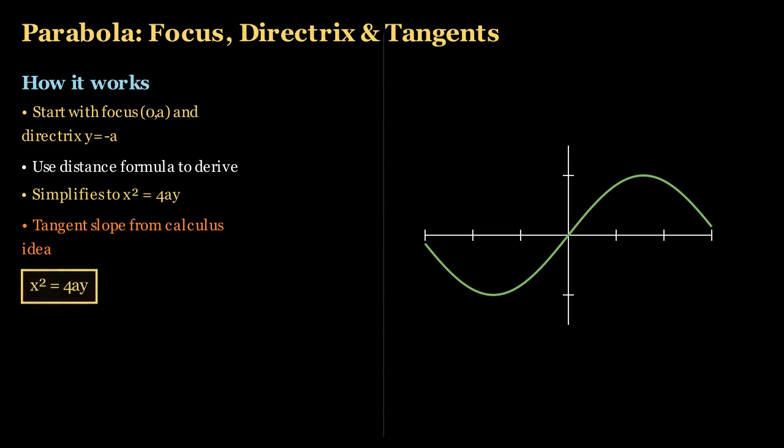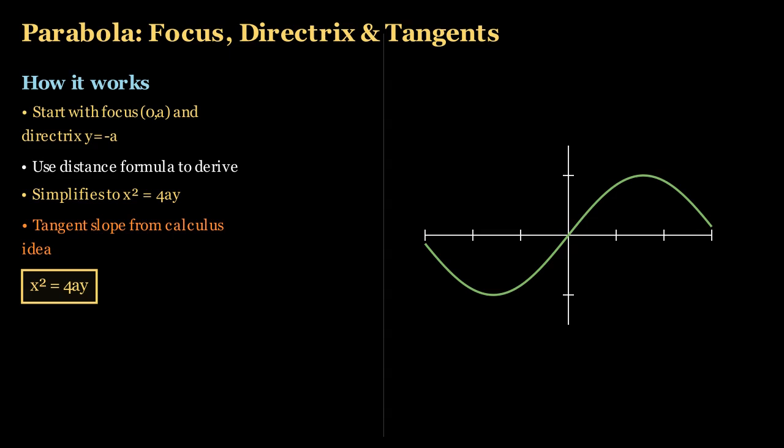That is the standard equation. The number 4a is the key, it tells you how wide or narrow the bowl is. For a tangent, we borrow an idea from calculus. The slope at a point is the derivative, which for x squared equals 4ay works out to x over 2a.